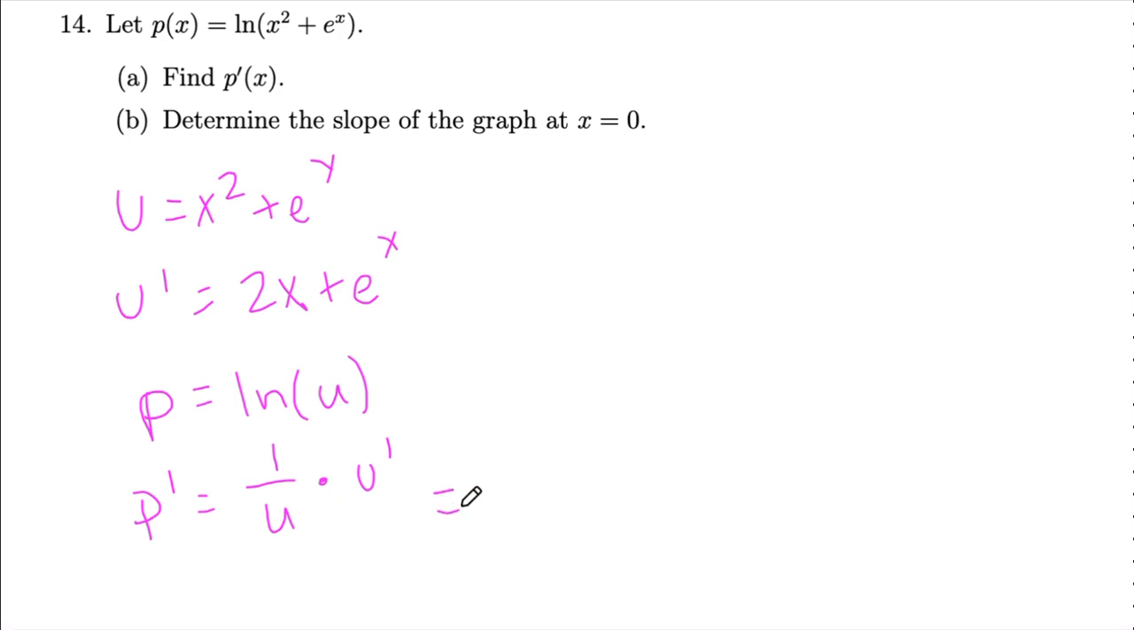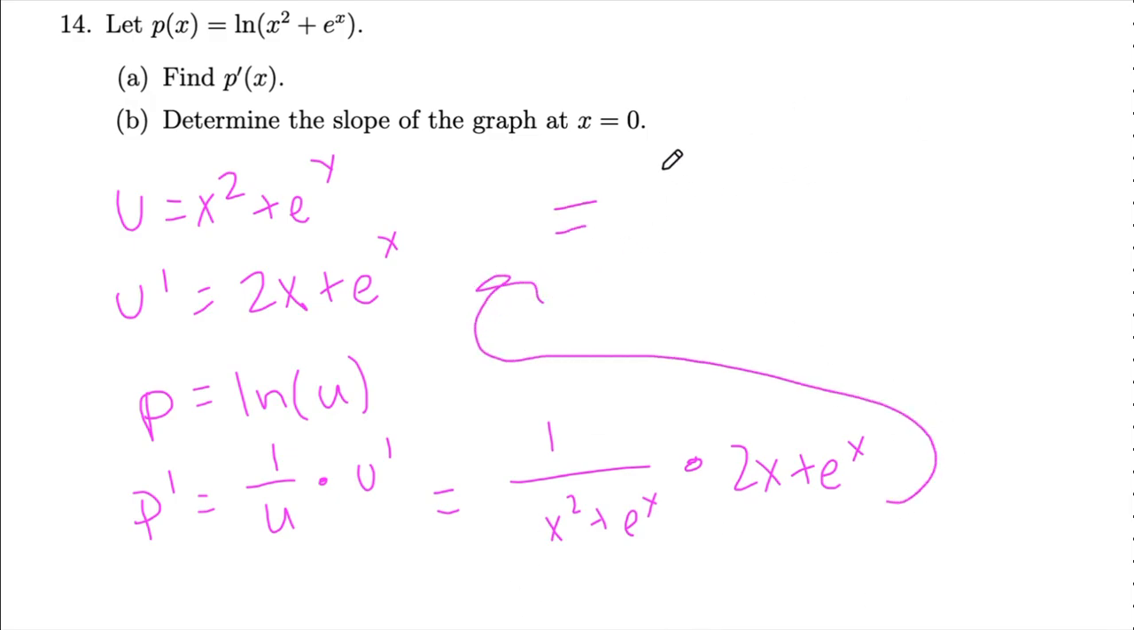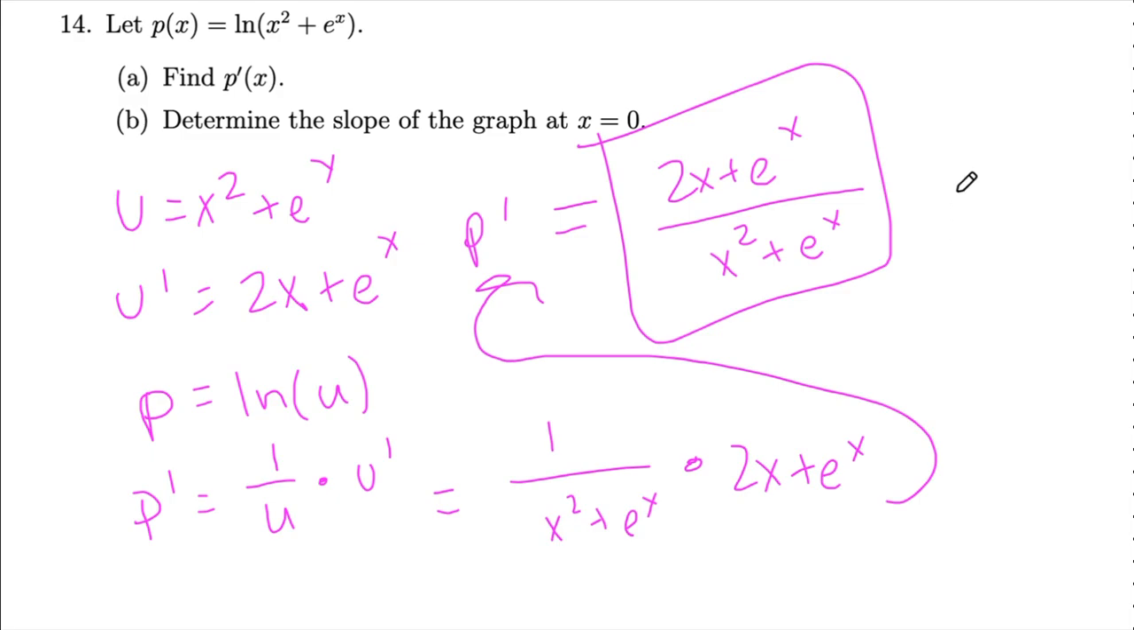All right, and now let's plug back in for u. We would get 1 over x squared plus e to the x times 2x plus e to the x. And then just cleaning that up and rewriting it up here, we would get 2x plus e to the x over x squared plus e to the x. And again, this would just be our p prime. Okay, now let's move on to part B.